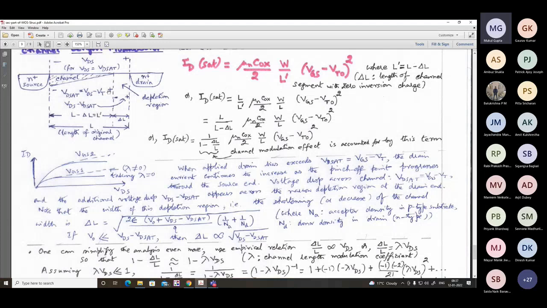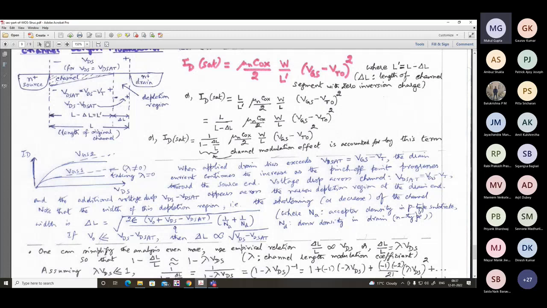And the voltage drop across the channel is VDS sat equal to VGS minus VT. Where there is no channel, the voltage drop will be just the difference VDS minus VDS sat. Okay, right? And the additional voltage drop will appear across the narrow depletion region at the drain end. Note that the width of the depletion region, that means delta L, if you consult any semiconductor device book, you will find that this width of the depletion region can be found out by considering different concepts, particularly the contact potential or the diffusion potential of this PN plus junction.